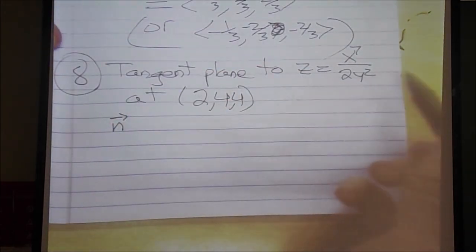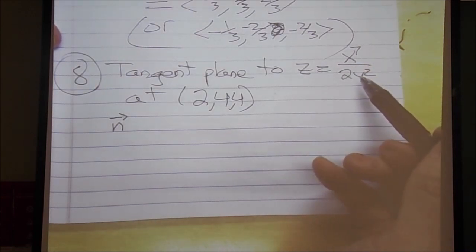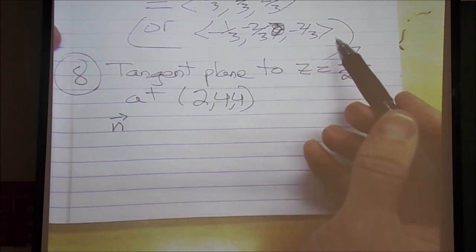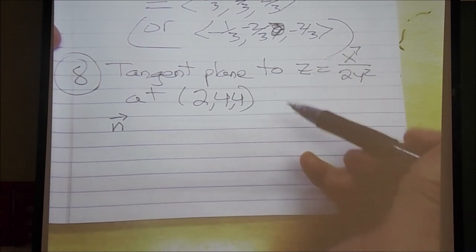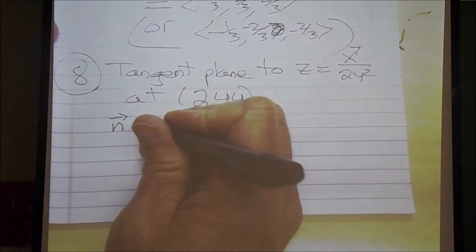One thing you could do, you could write this as w is a function of x, y, and z, and do a unit normal to the level surface through the point, as we did in the last example. I think that's unnecessarily complicated.